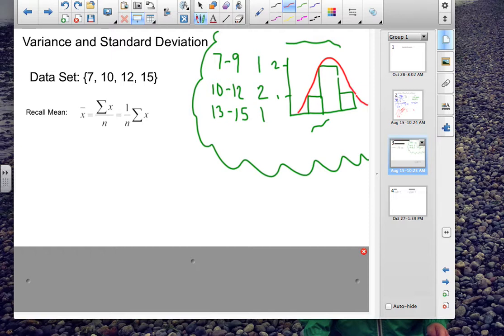And when I have a unimodal symmetric shape, I like to use the mean and the standard deviation to describe the center and the spread. So I'm going to start with something that you know, and something that you know is the mean. This is the formula for mean. It may not look like any formula that you have seen before. I mean, you know the mean. Add everything together, divide by how many you have. That's what this formula says.